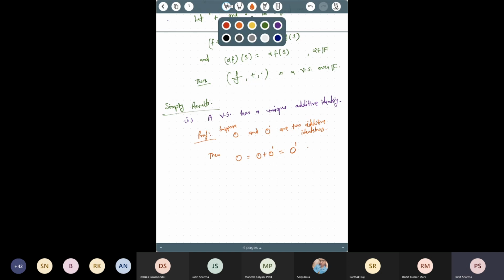So similarly, you can prove that every element in a vector space has a unique additive inverse.